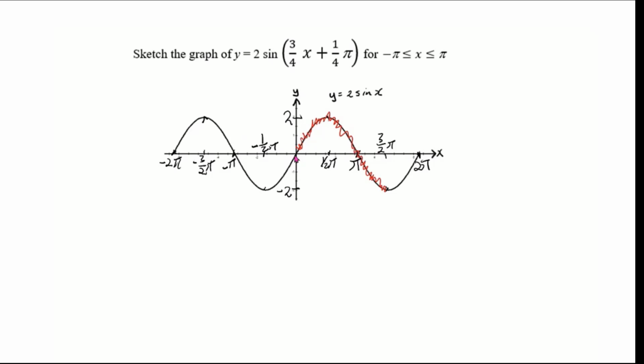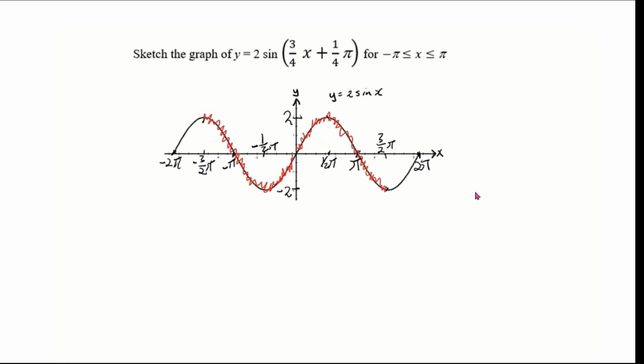The same thing goes to the negative side. We need to take 3 over 4 period, starting from 0, then to the left. So the number of periods that we need is from 0 up to -3 over 2 pi.